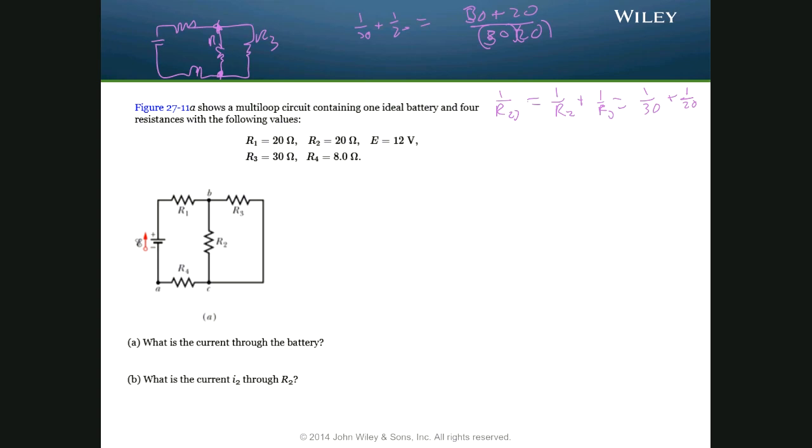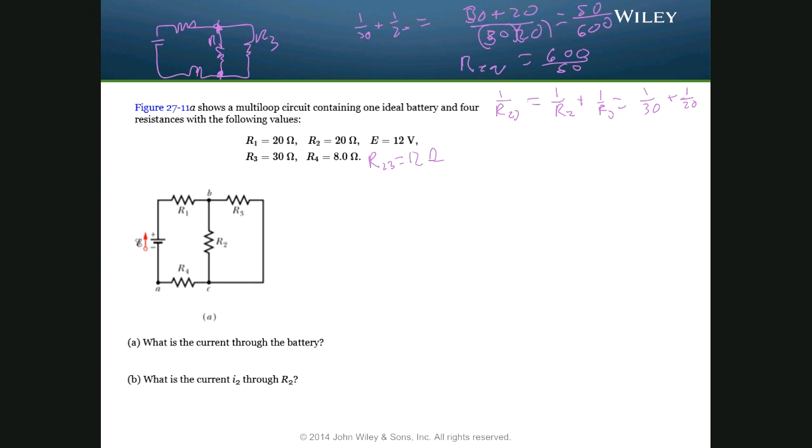So that will be 50 over 600. But then, and now we can flip it, right? So R equivalent, or R23, is going to equal, and I think someone already had it, 600 divided by 50, basically, which is 12, right? So R23, we'll add it here, R23 equals 12 ohms. Okay?